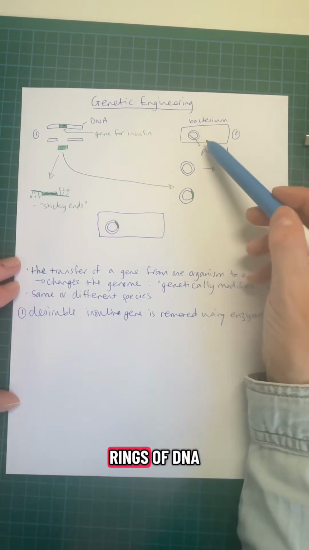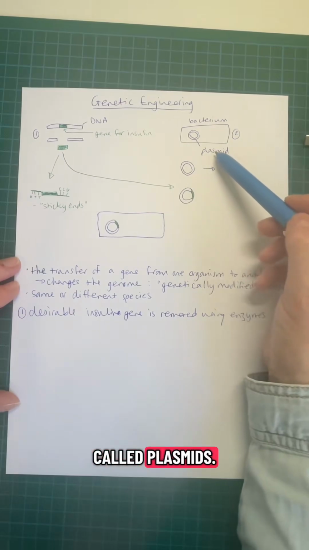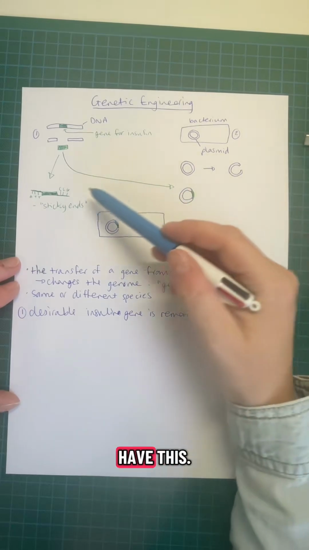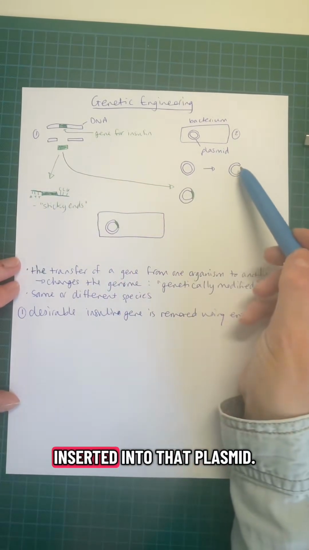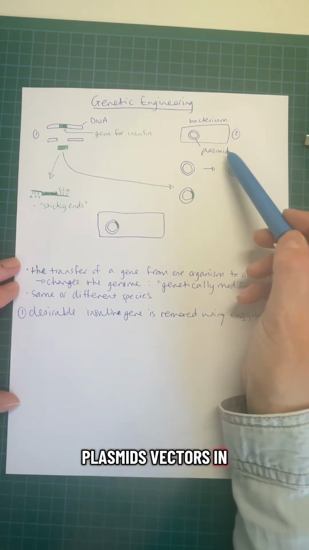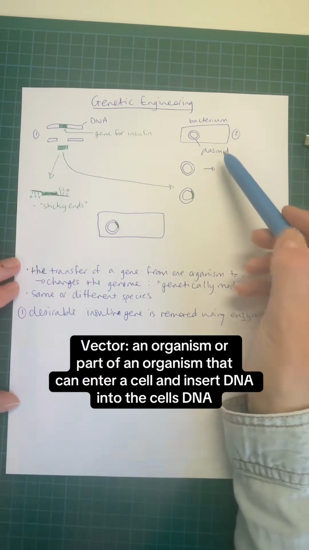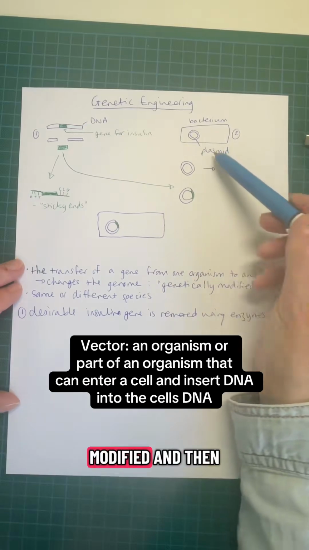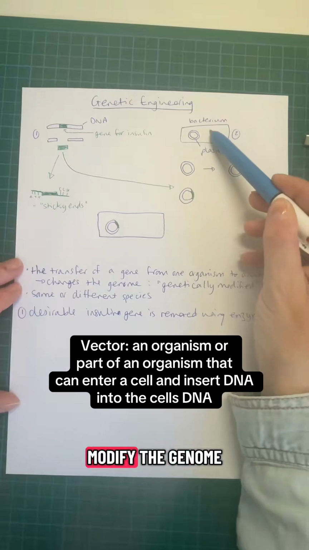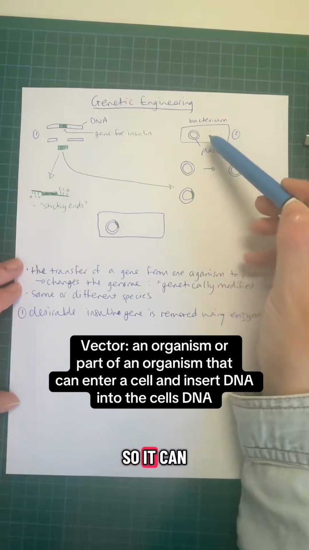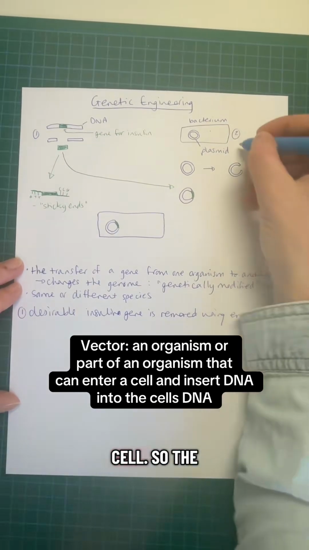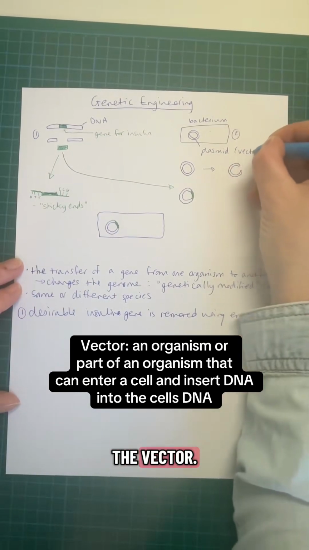The bacteria contain rings of DNA called plasmids. These plasmids can be removed from bacteria. They can be cut open and have this desirable gene inserted into that plasmid. We call these plasmids vectors in this instance because they are able to be modified and then go back into the cell and modify the genome. So it can insert new DNA into the bacteria cell. So the plasmid here is the vector.